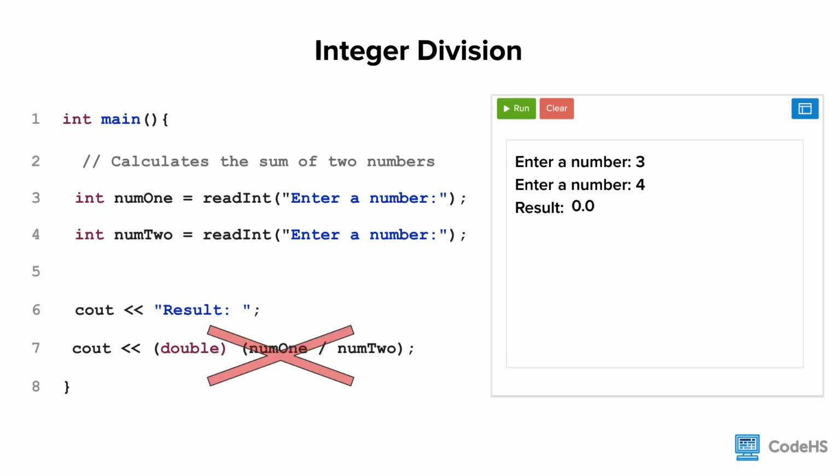It's important to note that you can't just cast the solution to a double. If you do this, then your result of number 1 divided by number 2 is an integer divided by an integer, and so that's going to become 0 and then get cast to a double afterwards. Also note that casting a value only temporarily changes that value for the calculation. The actual value stored in the variable is still an integer.